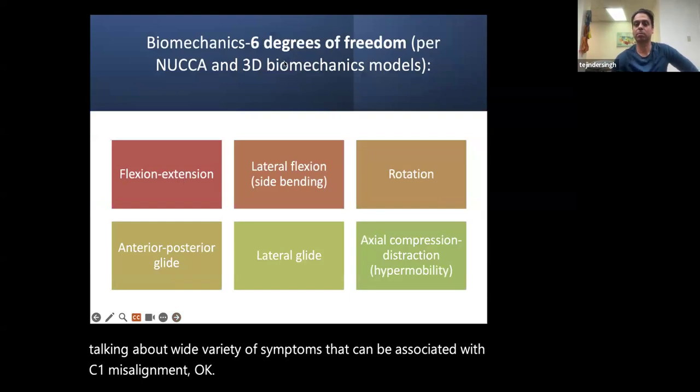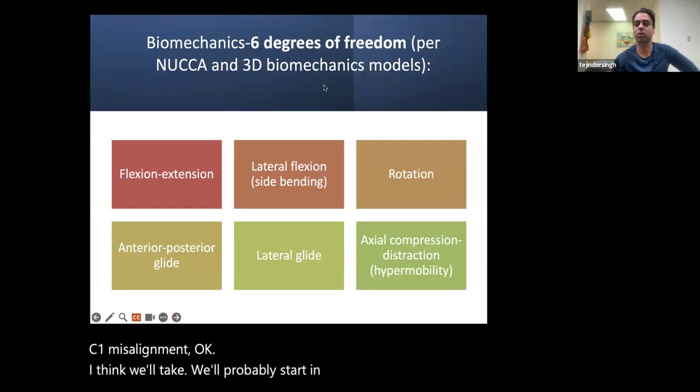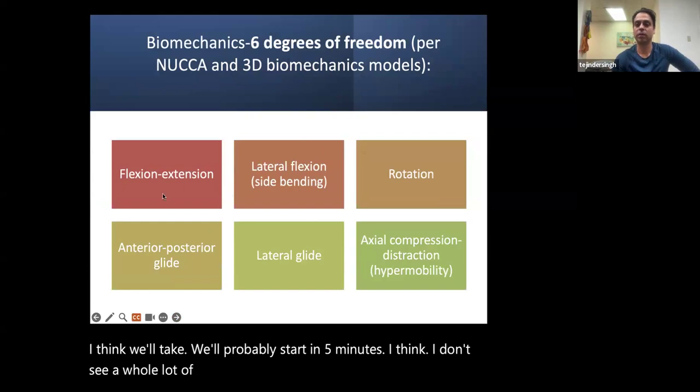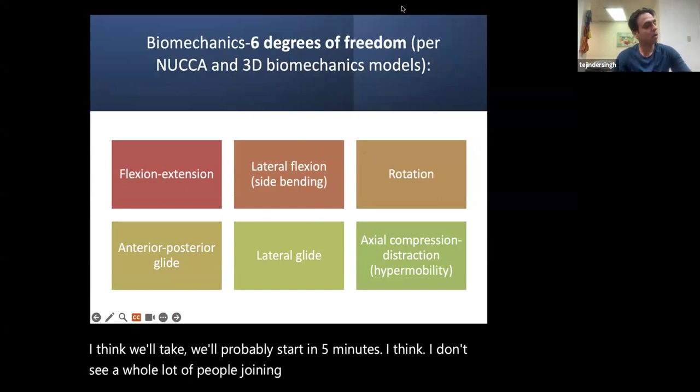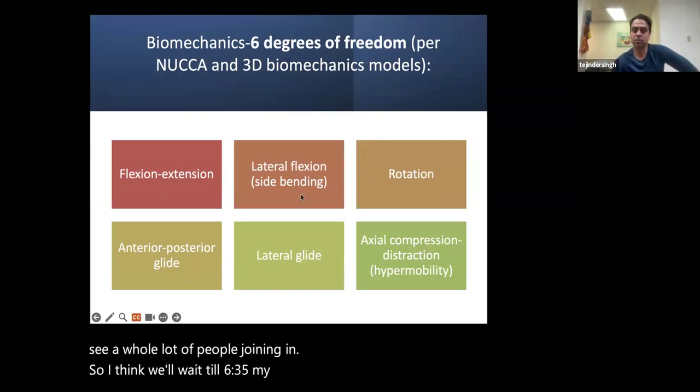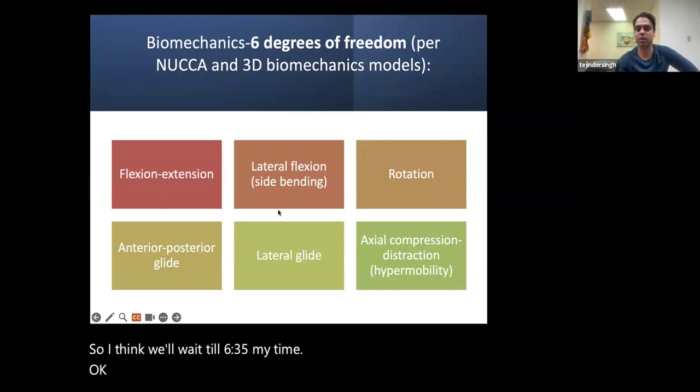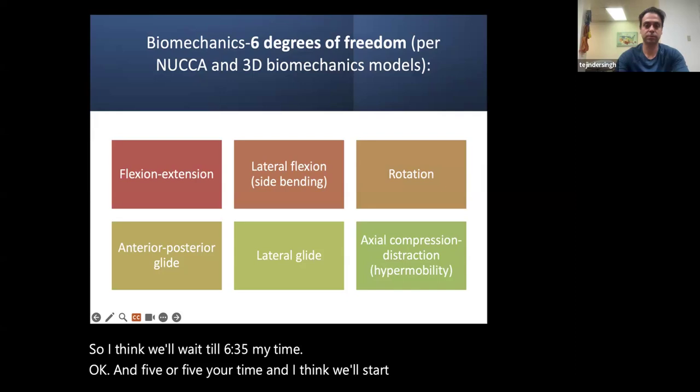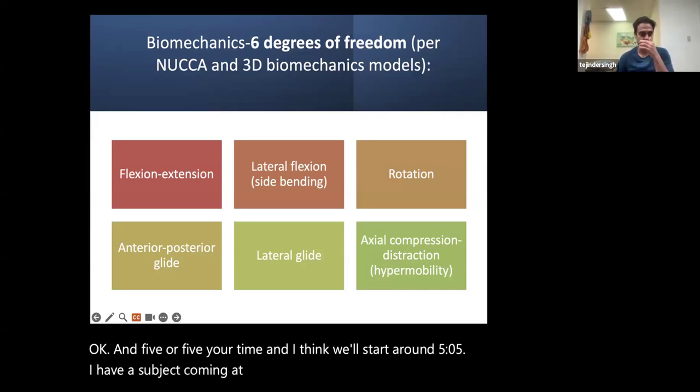I think we'll probably start in 5 minutes. I don't see a whole lot of people joining in, so we'll wait till 6:35 my time, and 5:05 your time. We'll start around 5:05. I have a patient coming at 7:30, 7:35.